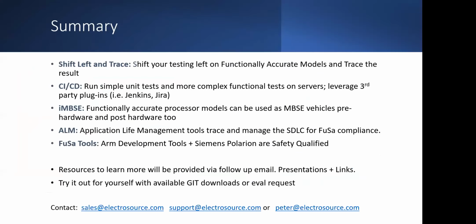All right, so to summarize, shift left and trace, we covered how to shift your testing left on functionally accurate models and trace the result, as Stuart just showed. With respect to continuous integration and continuous delivery, we covered how to run a simple unit test, but you could also run more complex testing, such as a functional test, run that on a server, and also, as Stuart mentioned, implement and leverage other third-party plugins like Jenkins or Jira, which the tools plug into.